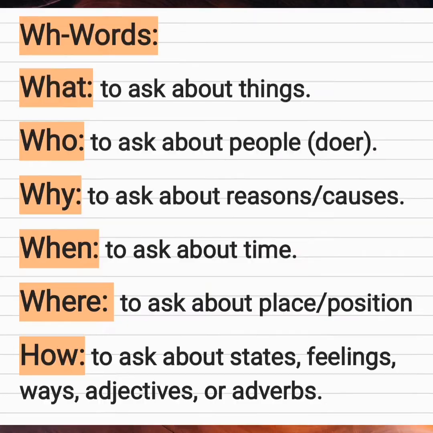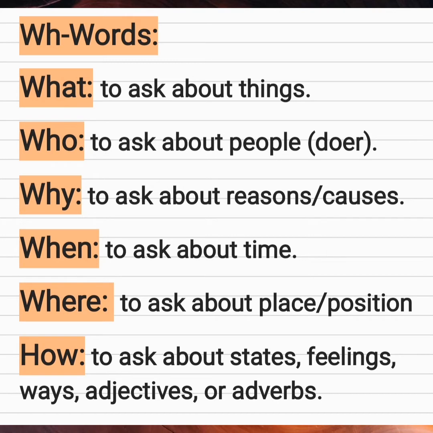And now let's revise the WH words. What is used to ask about things. Who is used to ask about people or the doers of the actions. Why is used to ask about reasons or causes. When is used to ask about time. Where is used to ask about place or position. And finally, how is used to ask about states, feelings, ways, adjectives, or adverbs.